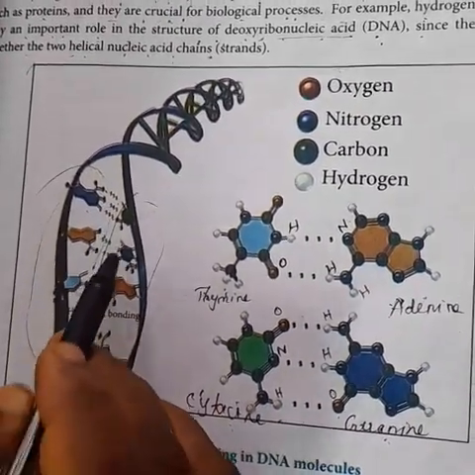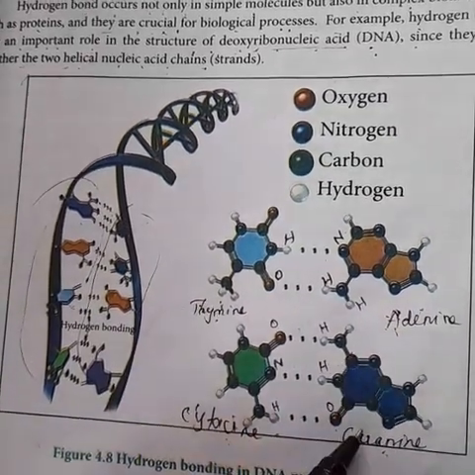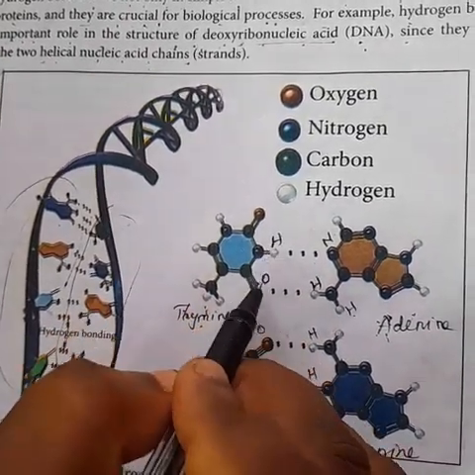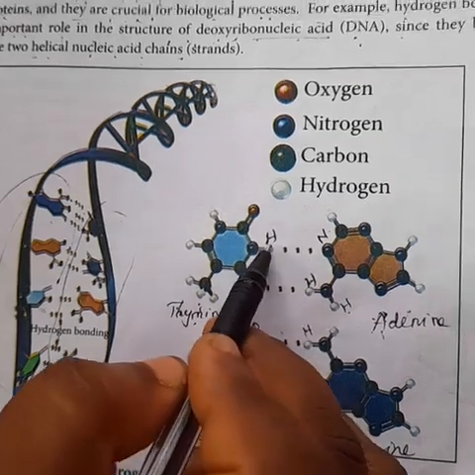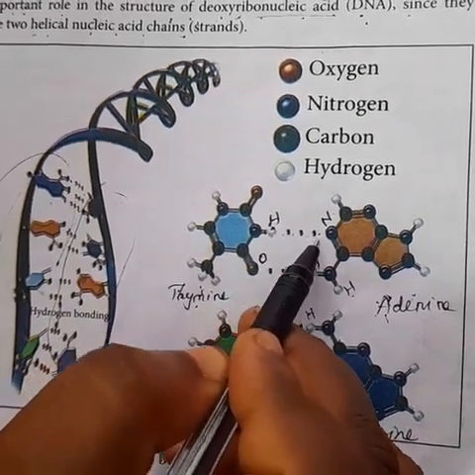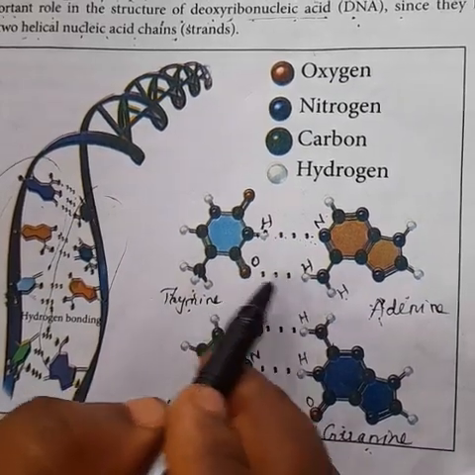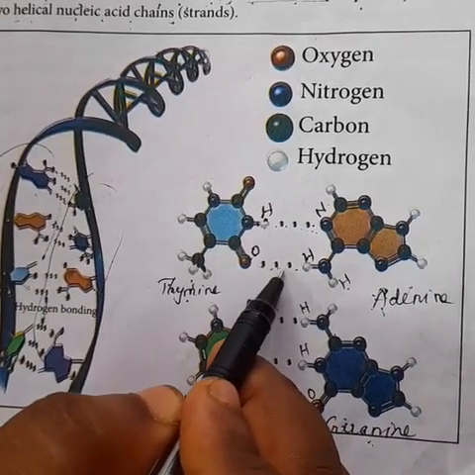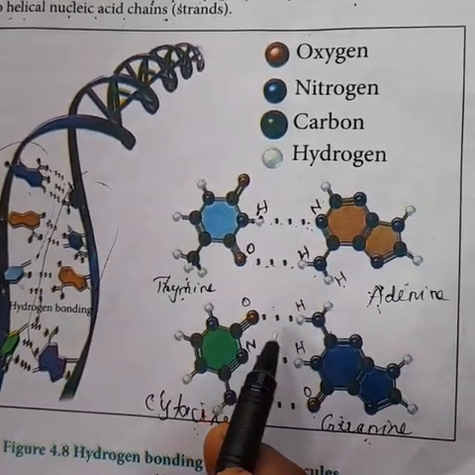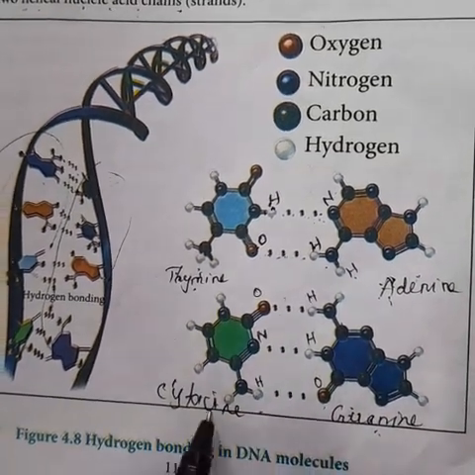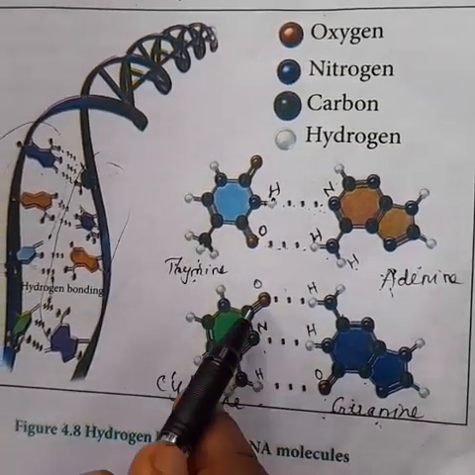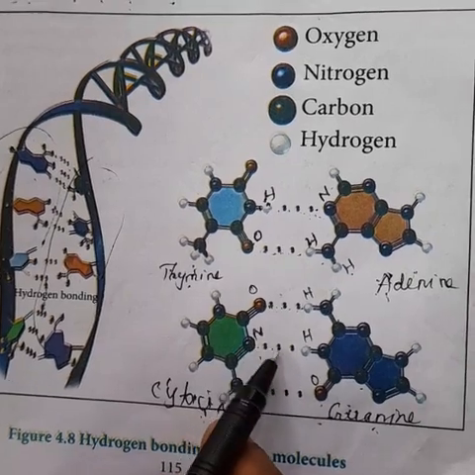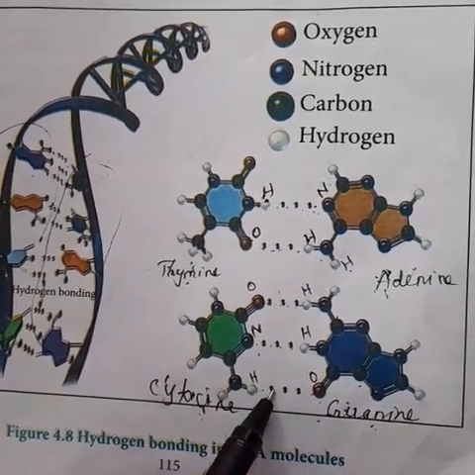This is the adenine structure, this is the guanine structure. It bonds between this hydrogen, the white dot, and this nitrogen atom, so between this hydrogen and nitrogen forms the hydrogen bonding. And between this oxygen and hydrogen forms the hydrogen bonding. Also, cytosine and guanine: between the oxygen and the hydrogen atoms, hydrogen bonding is formed. Between nitrogen and hydrogen atom, hydrogen bonding is formed. Between the hydrogen and oxygen atom, hydrogen bond is formed.